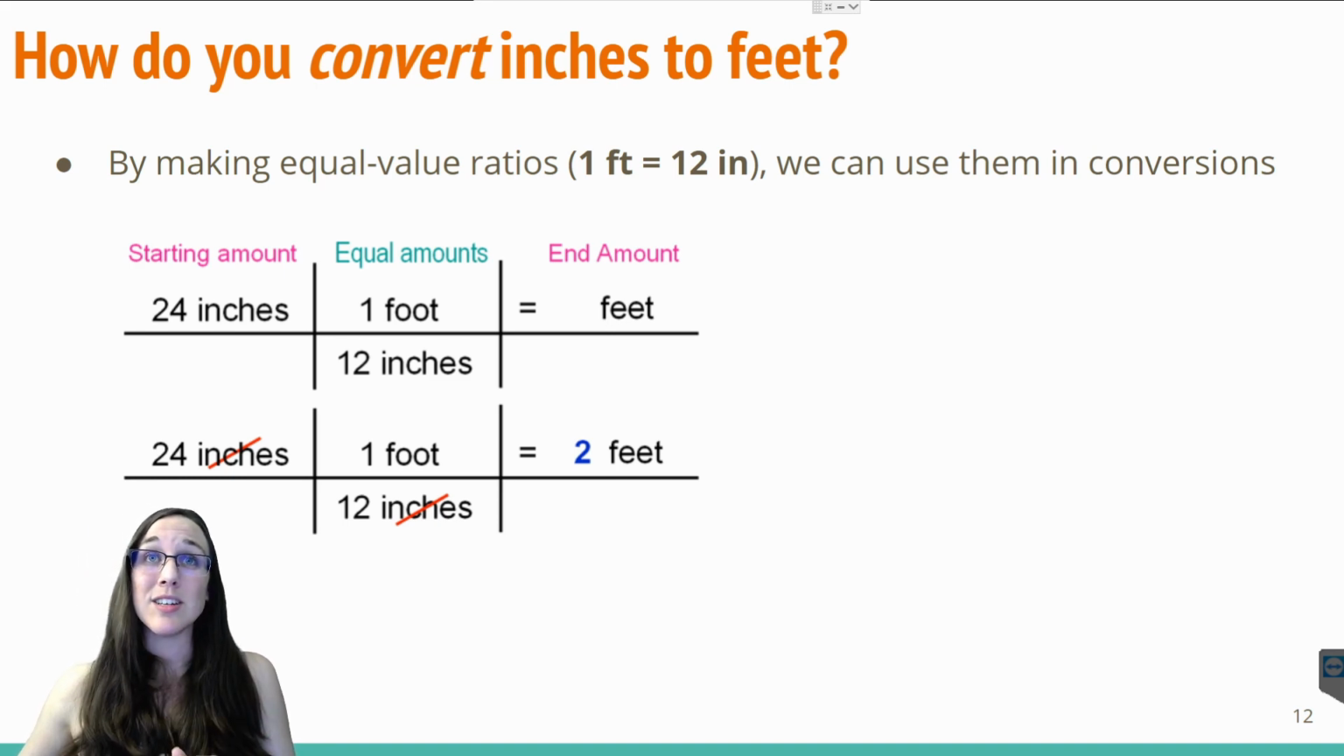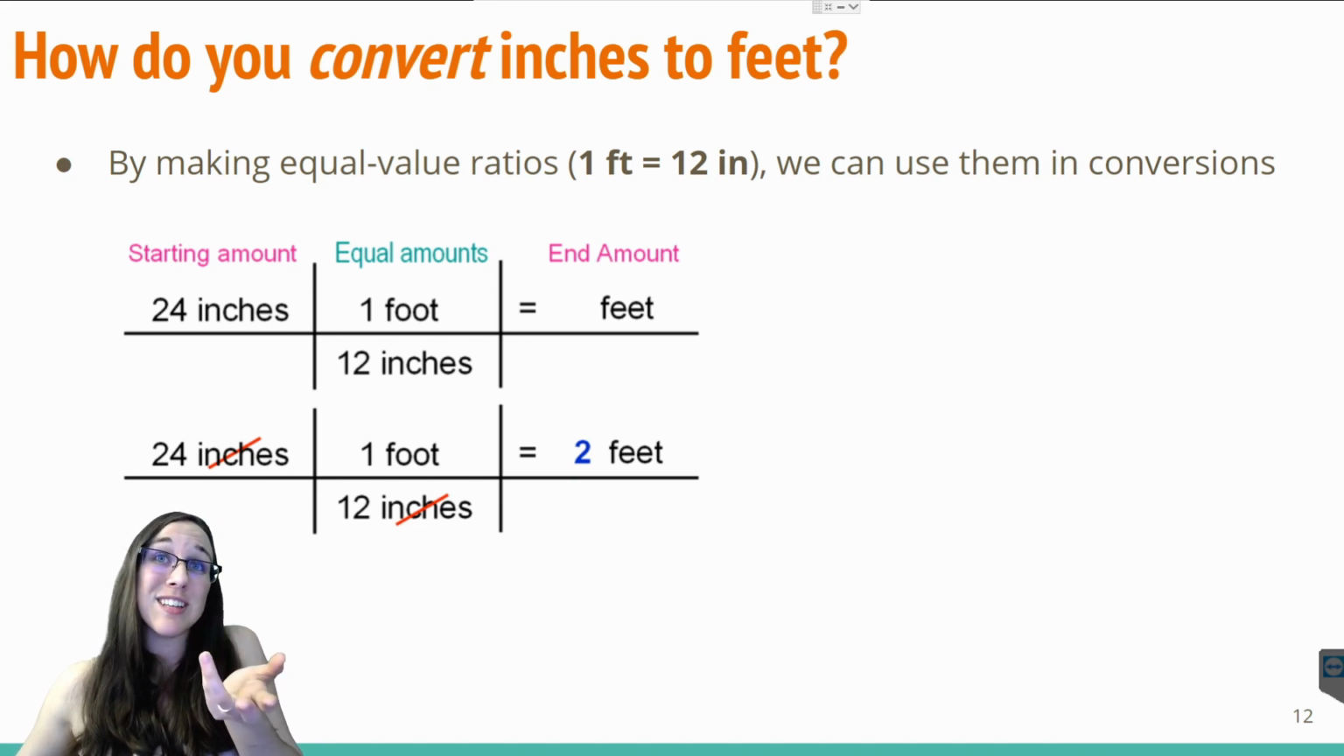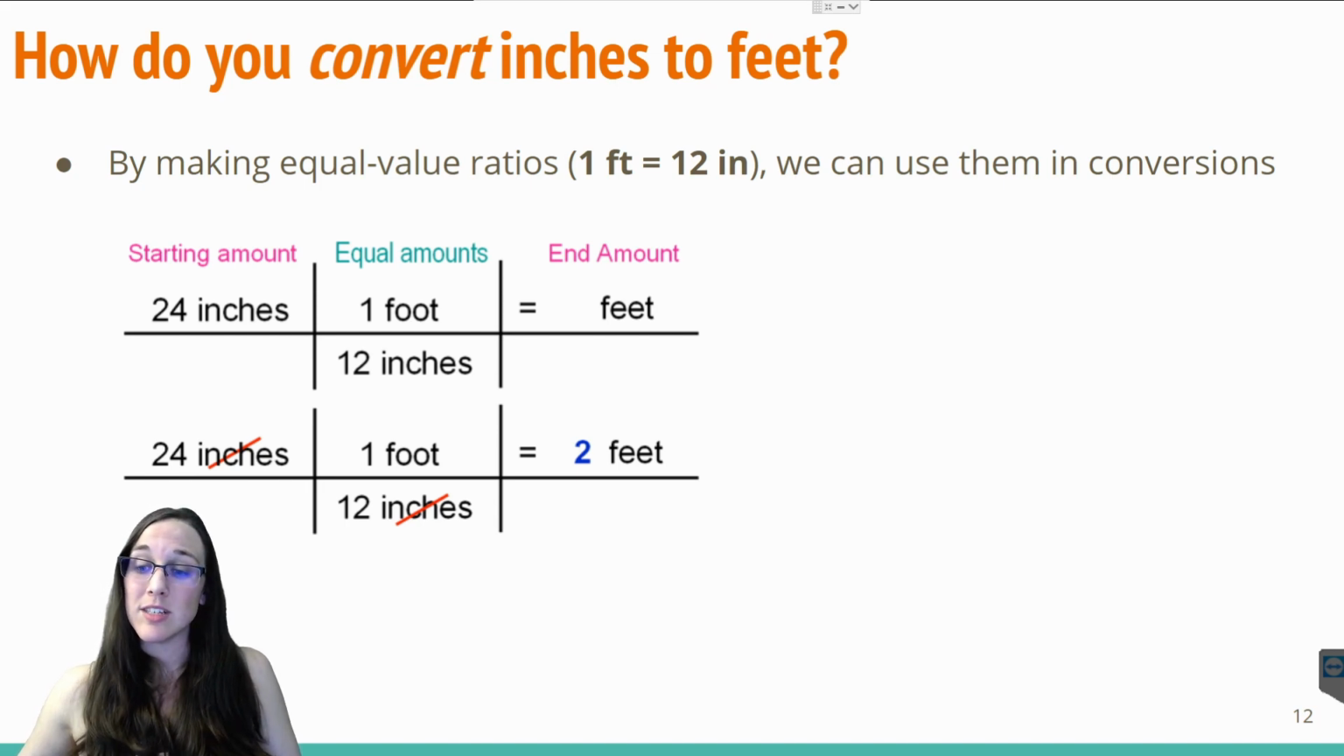We also know that to go from inches to feet, we need a domino piece that has both inches and feet in it. In this case, 1 foot is equivalent to 12 inches, and I've put inches on the bottom so that it cancels with my given value of inches.